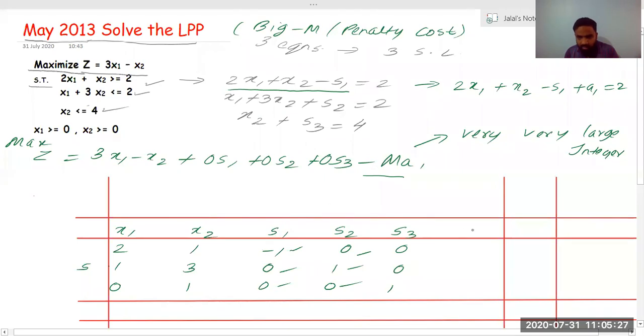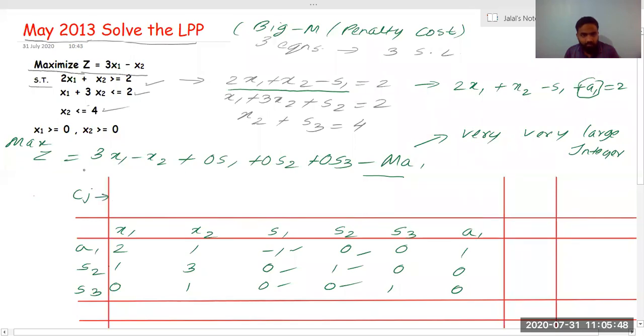Since we have added a1, we have to write a1, and we know the coefficient of a1 in the first equation is 1, and in the second equation it will be 0, in the third equation it will be 0. Okay, so we will write here s2, we will write here s3, and since a1 is at the first place, 1, 0, 0, we will write here a1. Then we will write cj. What will be our cj?